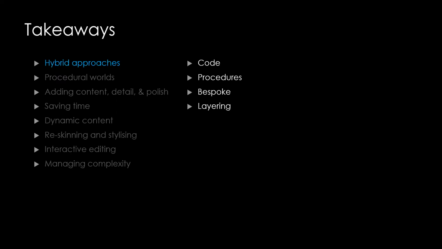The team found that a hybrid approach worked best for them. So code is good for analysis and number crunching. Procedures are good for logic, layout, 3D construction, and particularly visual work. And sometimes handmade, highly bespoke pieces or systems are what you'll need instead. And the layering of these approaches and systems allows you to benefit from the increasing ways that they can all interact.